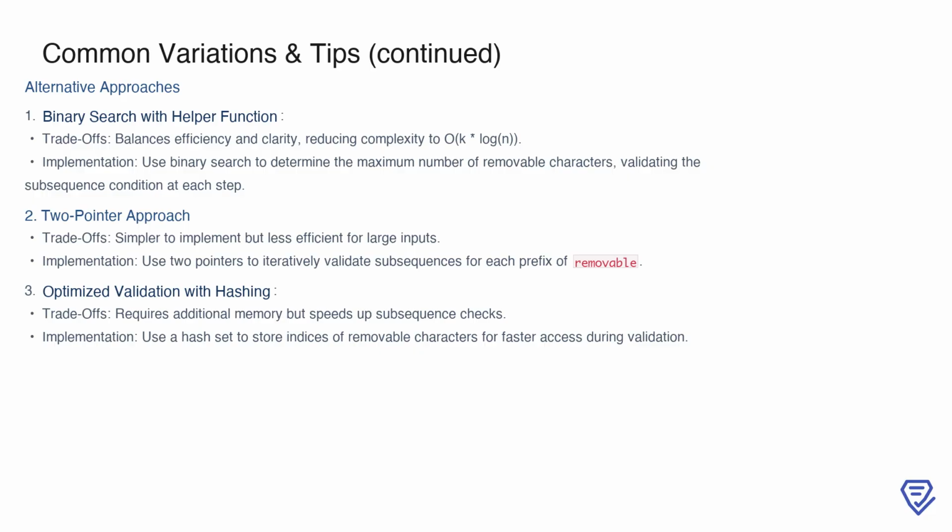This method involves iteratively validating subsequences for each prefix of the removable array. Finally, you can use optimized validation with hashing, which speeds up subsequence checks by leveraging a hash set to store indices of removable characters. While this approach requires additional memory, it can significantly reduce the time needed to validate subsequences, making it a viable alternative for certain scenarios.